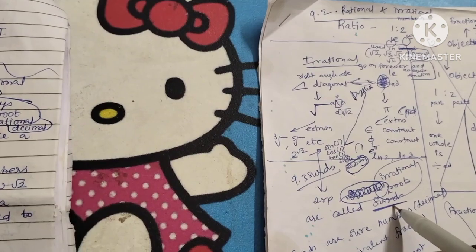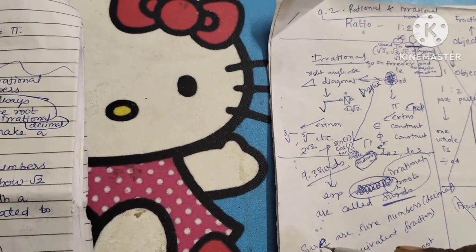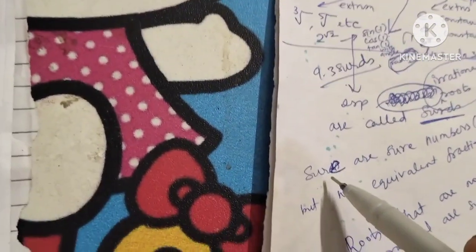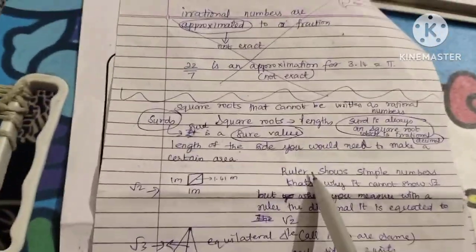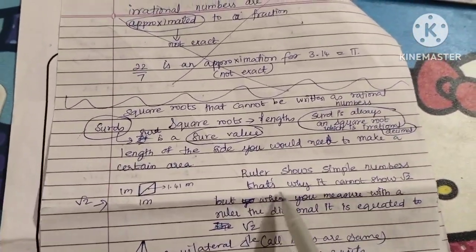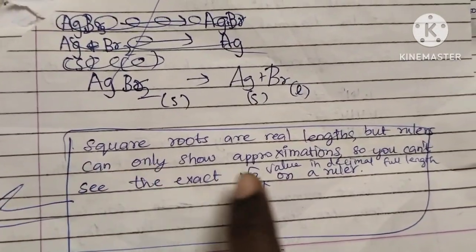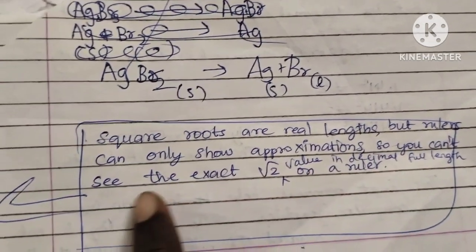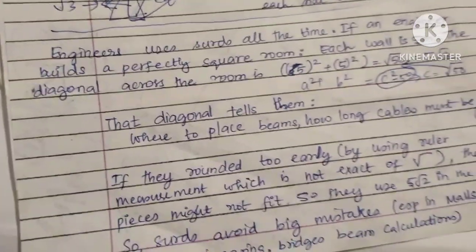Why am I saying surds? If I change the d, that is a sure number. The sure number is in the calculator. When you want its equivalent on the ruler, the ruler always shows simple numbers, which is why it cannot show the correct value in full. Square roots are real numbers, but rulers can only show the approximation, so you cannot see the exact square root value in decimal in full length on a ruler.